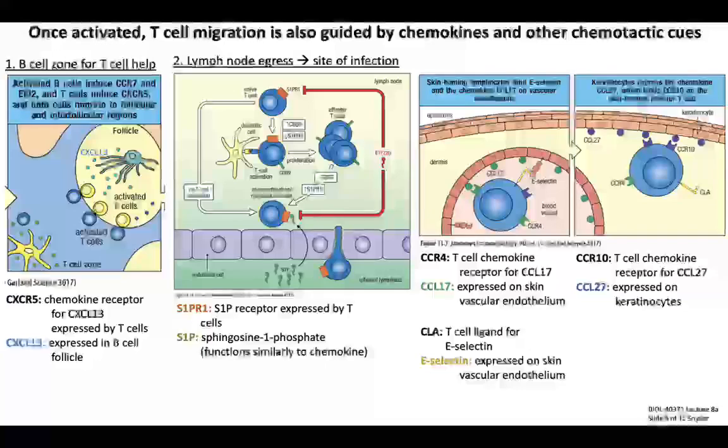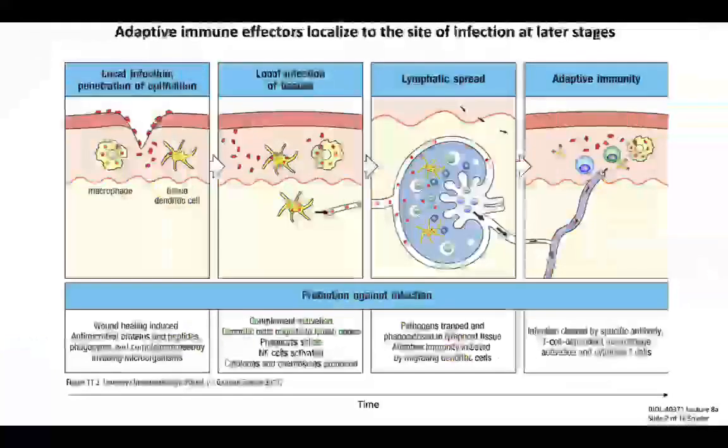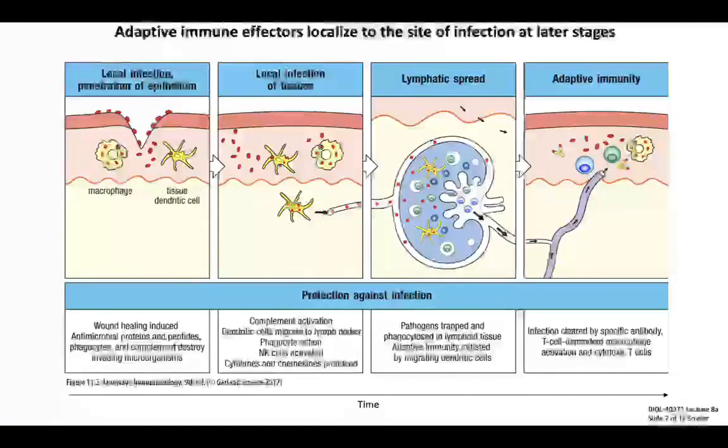So, although this example outlines specific chemokines that bring effector T cells to the skin, keep in mind that these signals may be different depending on the specific organ or tissue where an infection takes place. Once T cells and B cells are activated in the skin-draining lymph node over the course of several days, they can migrate to the infected tissue and exert their effector functions.